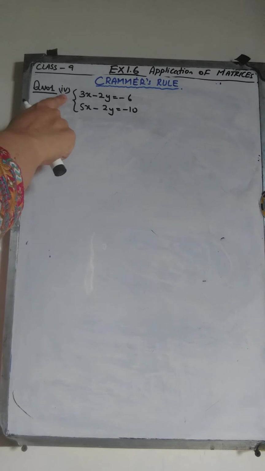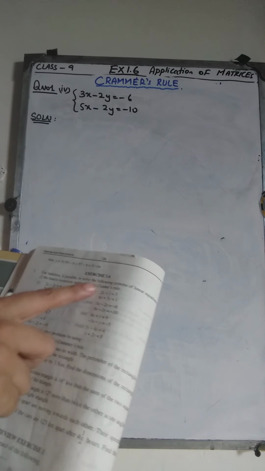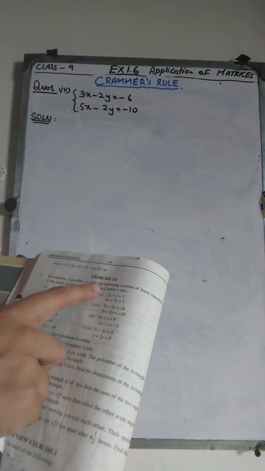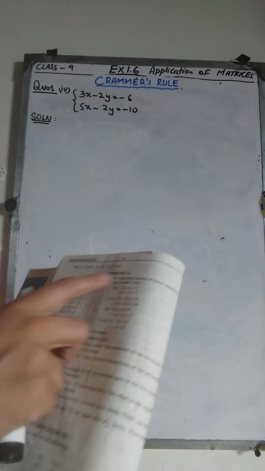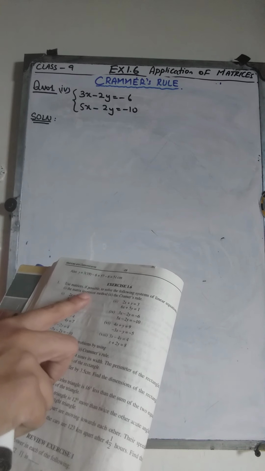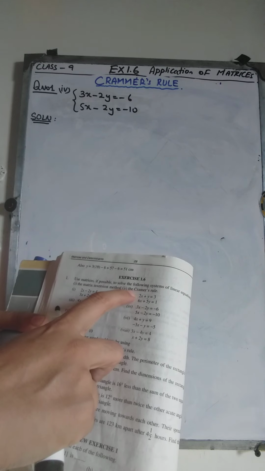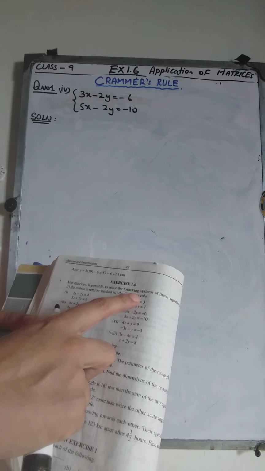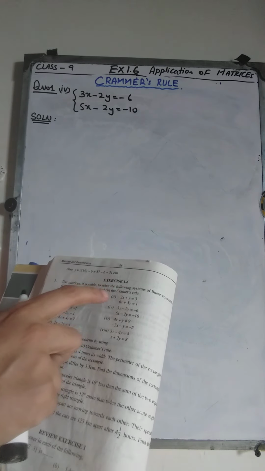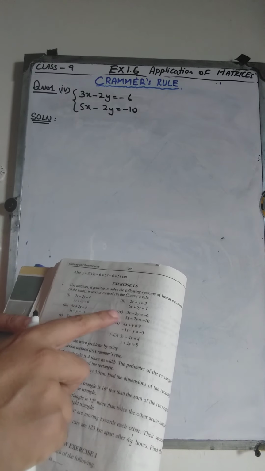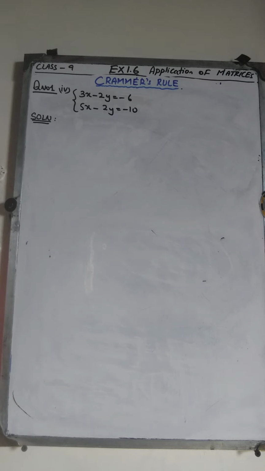This is question number 1, part 4 of exercise 1.6. Use matrices if possible to solve the following system of linear equations. The matrix inversion method is what we did in the previous lecture. Now we are going to do this using Cramer's rule. For this I have selected part 4 here. In order to solve this by Cramer's rule, you just need to define three matrices.